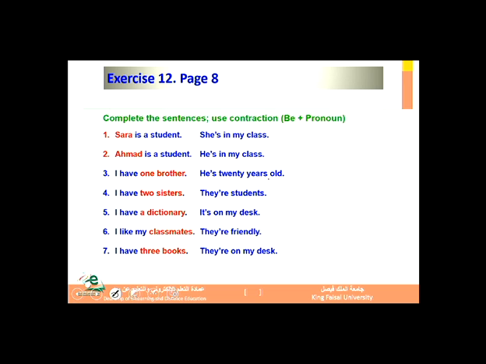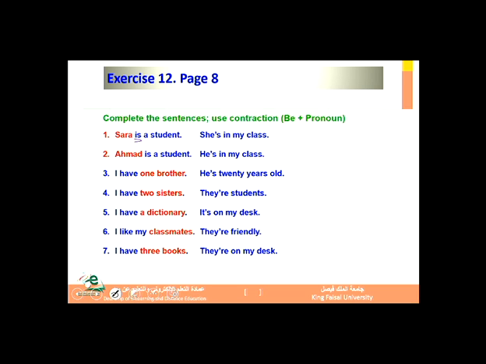This is an example of an exercise showing us that we can change the noun into a pronoun and contract the pronoun with the following verb to be. So if I have a sentence like, Sarah is a student. Sarah is a female noun. I would like to change it to a female pronoun, so I would use she. Now, because she is followed by the verb to be is, we can make some contraction. So rather than saying, she is in my class, I can contract the pronoun with verb to be and say, she's in my class.